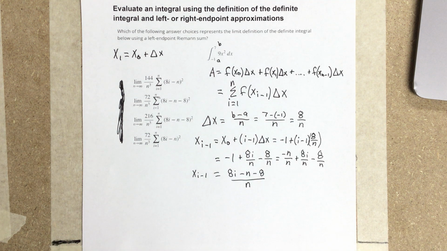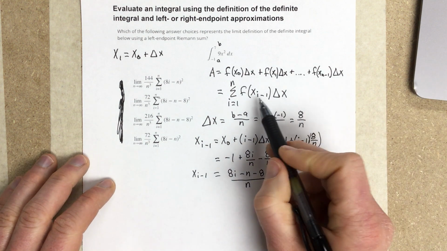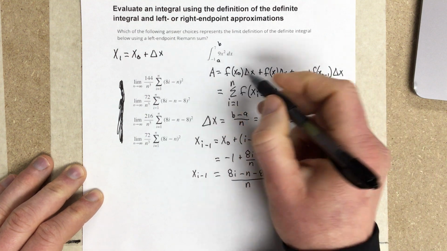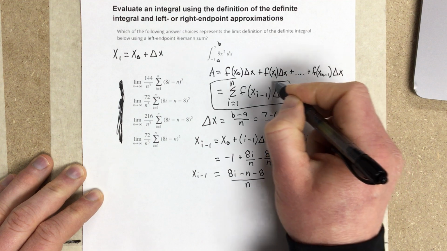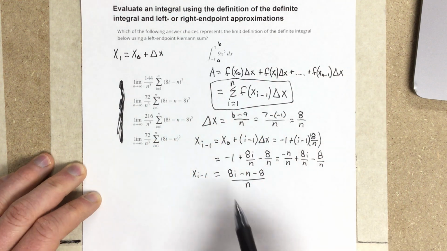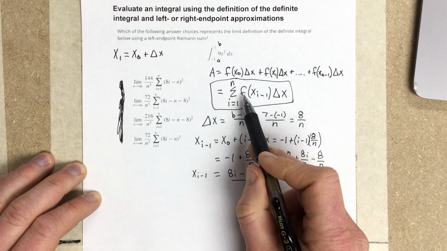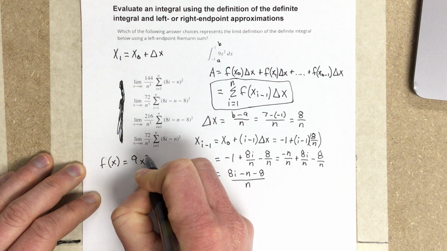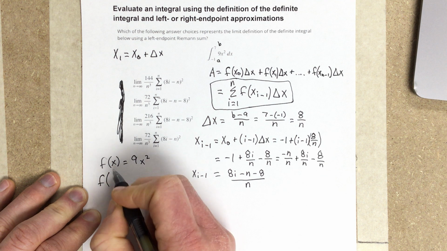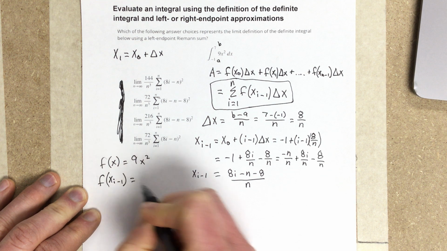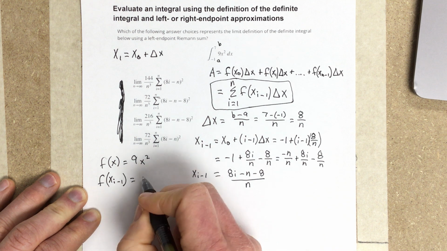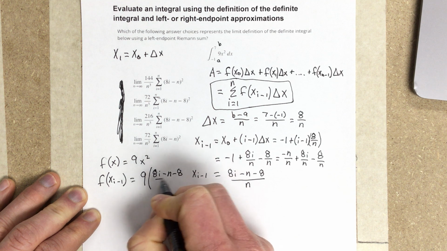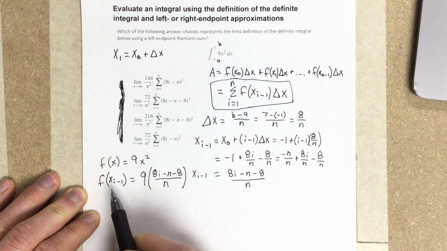Now, remember, I'm trying to figure out what f of x sub i minus 1 is. I want to know this piece here, because this is our very important piece that we're going to use to figure out which one of these works. So I found x sub i minus 1 to be this. I now need to find what f of x sub i minus 1 is, where our function is 9x squared. That means I'm going to take this x sub i minus 1 and plug it in for x. So I get 9 times 8i minus n minus 8 over n. So this is what f of x sub i is.